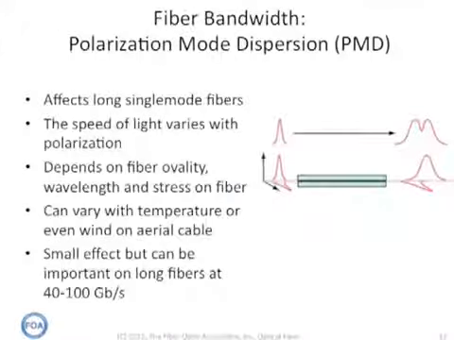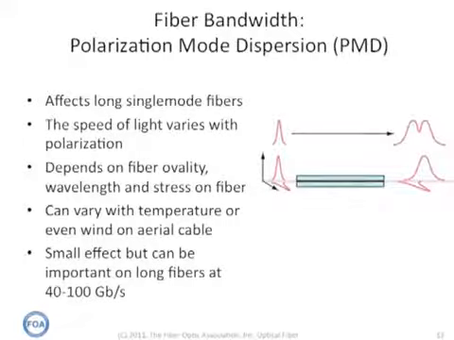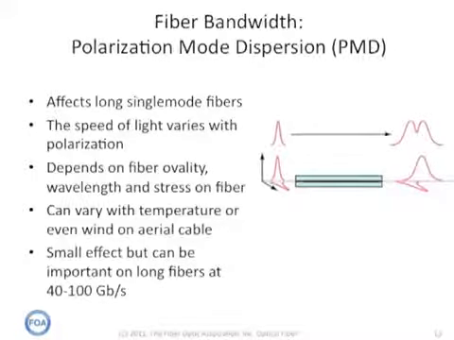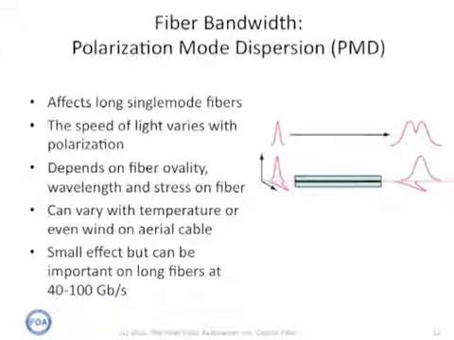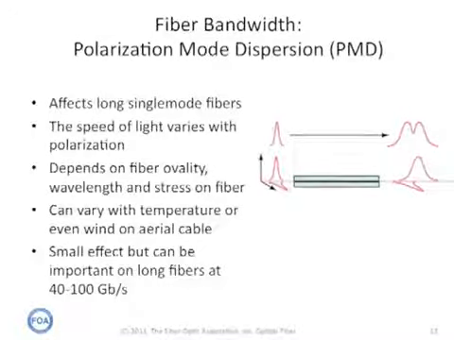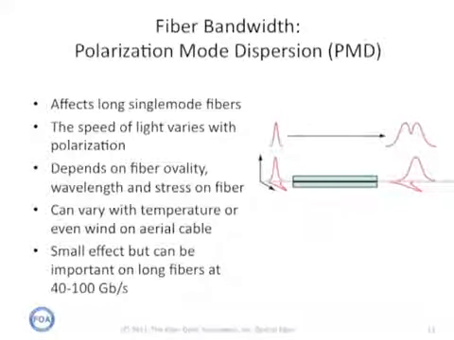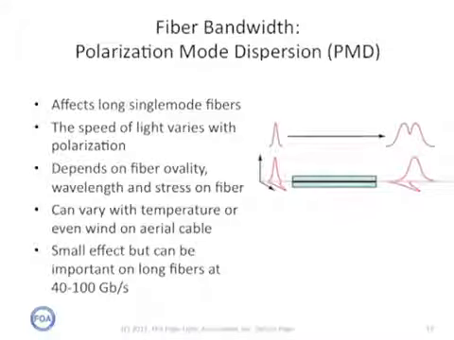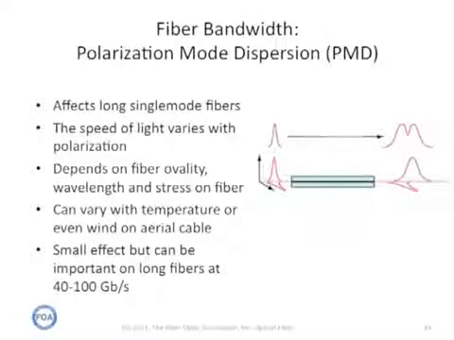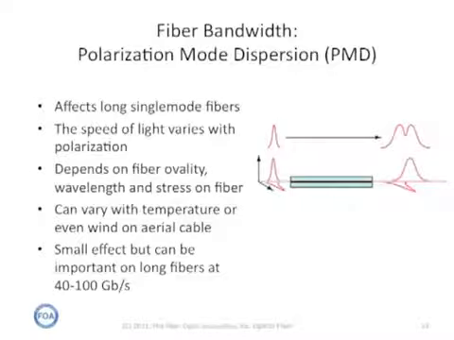Long single-mode fibers that are used typically for long-distance telecommunications have other factors that affect dispersion. For example, polarization. Polarization means that the light waves are traveling in different planes in the fiber. It's actually caused by stress on the fiber or the fact that the core of the fiber isn't perfectly round. Polarization mode dispersion is very picky. It can vary with temperature or even wind stress on an aerial cable. It's a very small effect, but it's very important for long fibers operating at 40 to 100 gigabits per second or more.